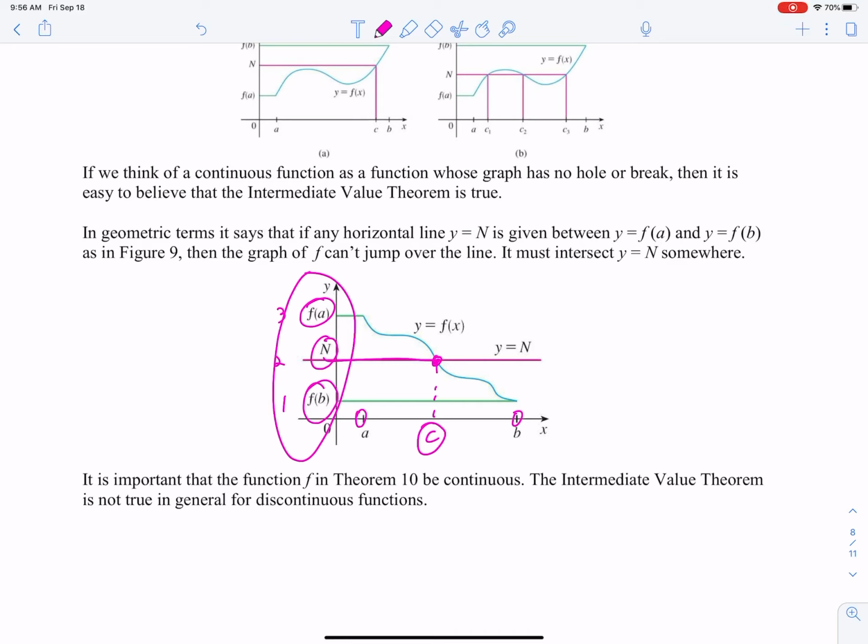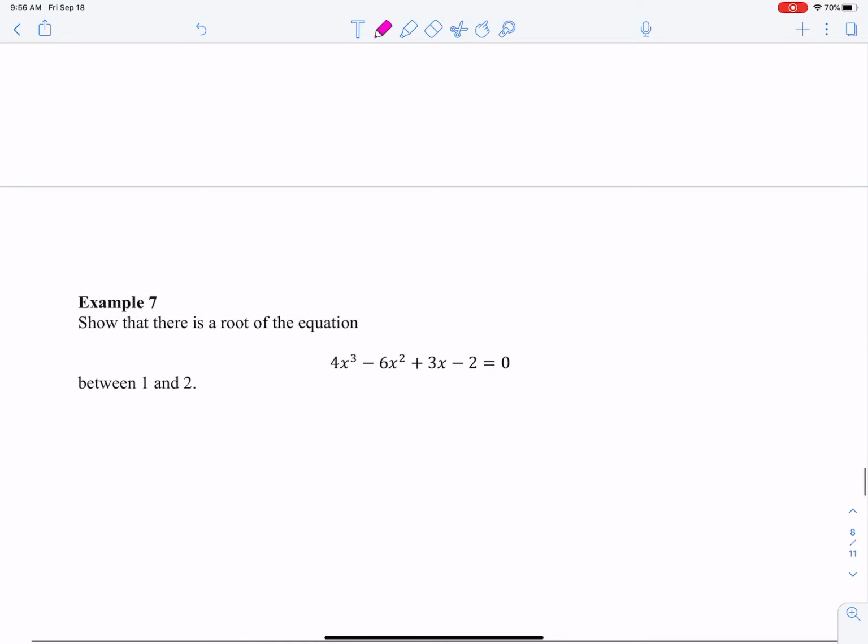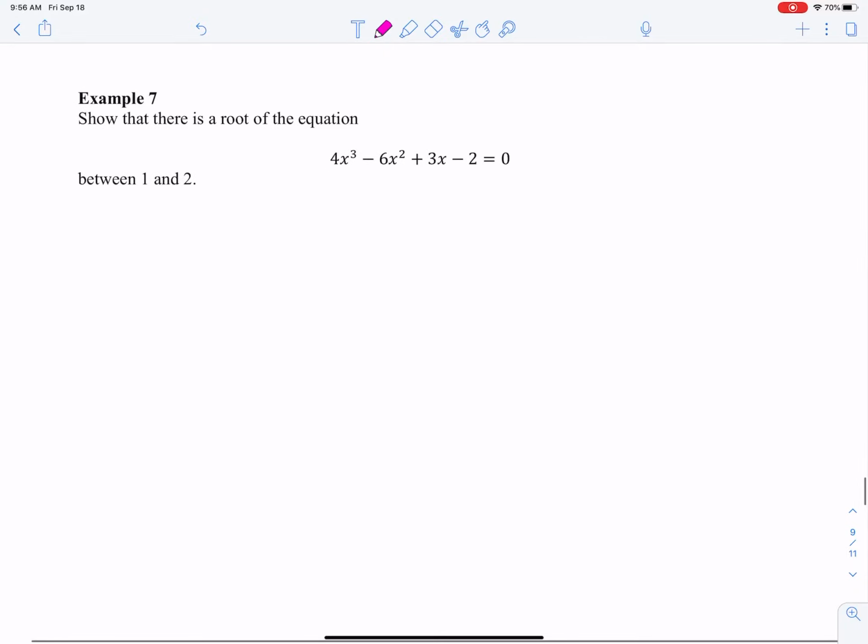Of course, this function has to be continuous. The intermediate value theorem is not true in general for discontinuous functions. There could be a hole there if it's not continuous, right? Then it wouldn't work. So the intermediate value theorem is mostly used, at least at this level, to show that there exists a root to an equation between two certain x values.